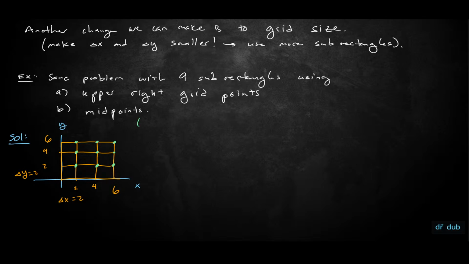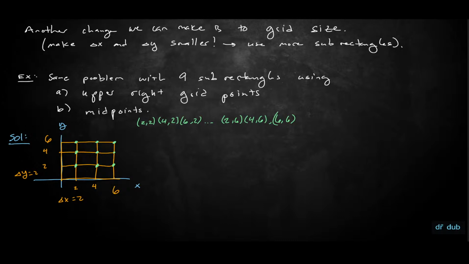So we're using (2, 2), (4, 2), (6, 2), etc., all the way up to (2, 6), (4, 6), and (6, 6). So that would be our midpoint approximation. Those are the points, or sorry, the upper right grid point approximation.